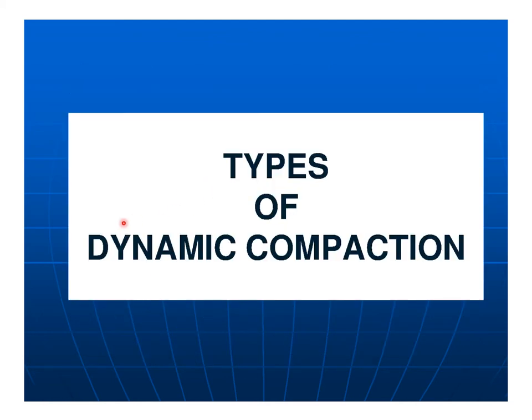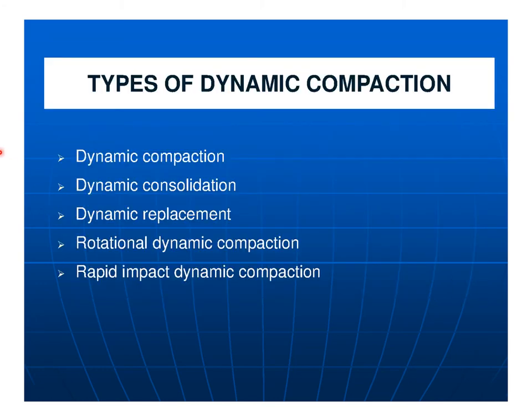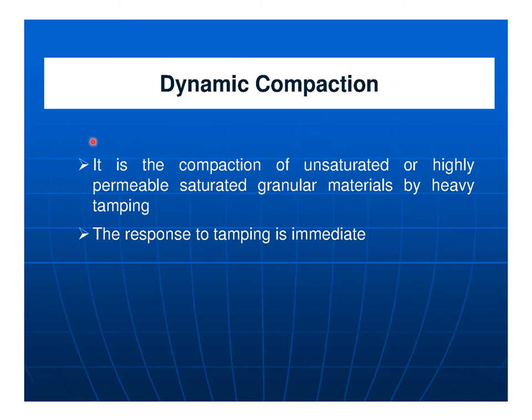Now the types of dynamic compaction. Simple dynamic compaction technique, dynamic consolidation, dynamic replacement, rotational dynamic compaction, and rapid impact dynamic compaction. So first look at the simple technique of dynamic compaction. It is the compaction of unsaturated or highly permeable saturated granular materials by heavy tamping. The response to tamping is immediate.